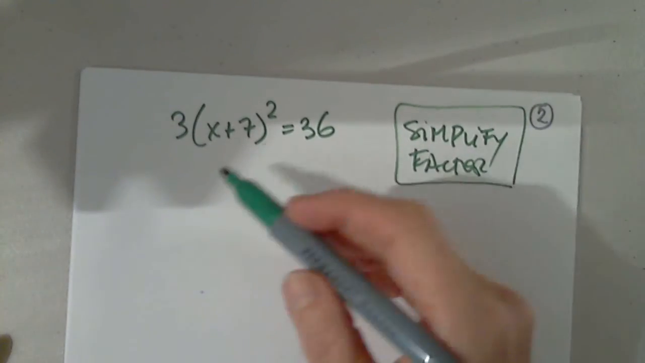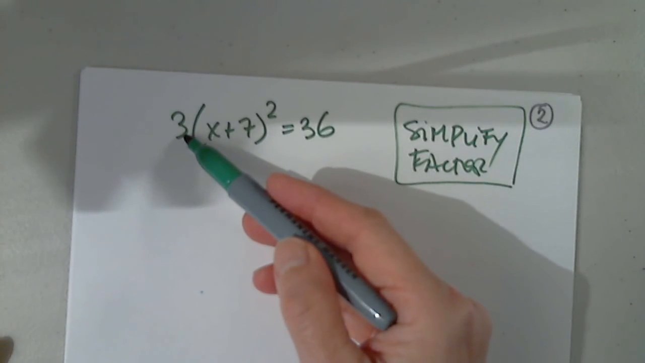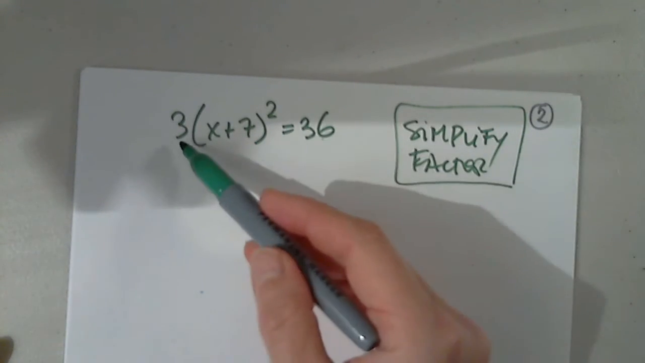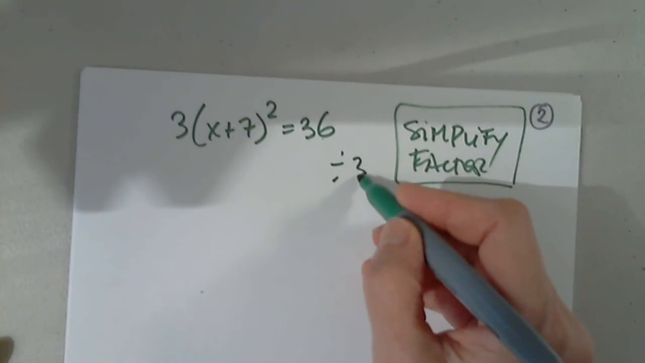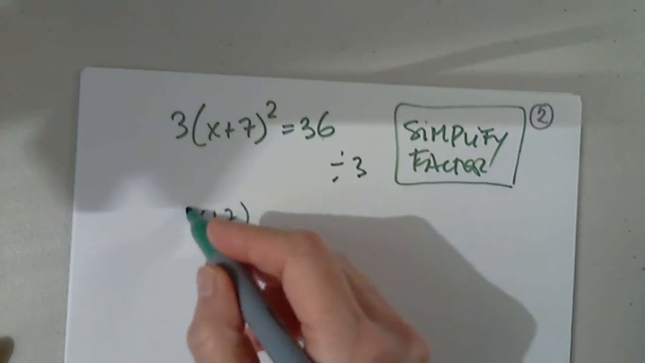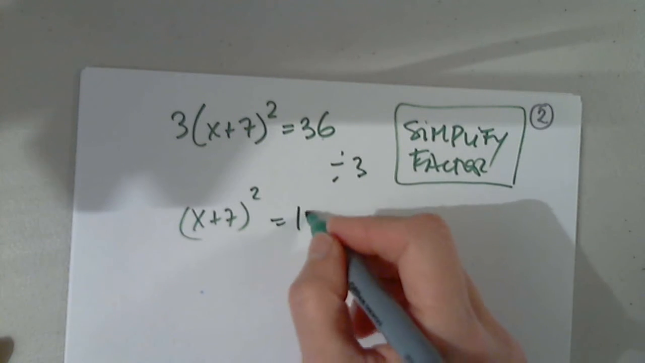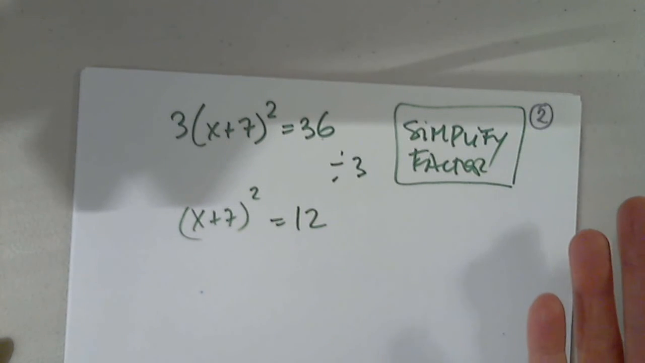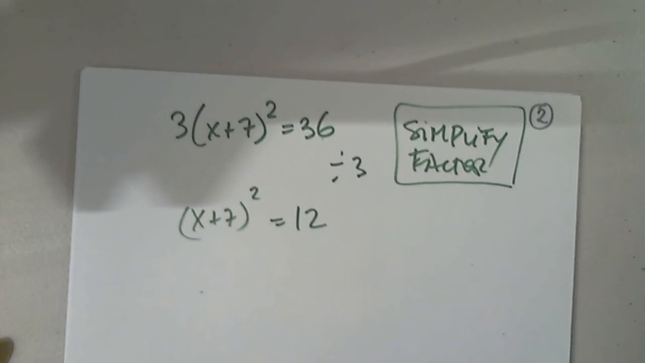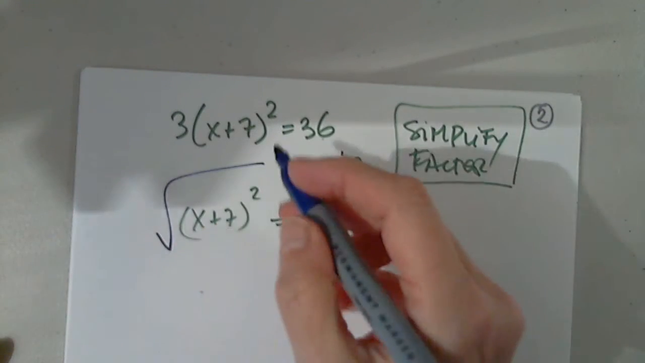Okay, so how do I simplify? Of course I want to get rid of this 3, because I realize that 3 and 36 have a common factor, so I will divide by 3. So (x plus 7) squared equals 12. Now, I'm not going to square this and move 12, which I could, but it's a long way. There is no need for that.